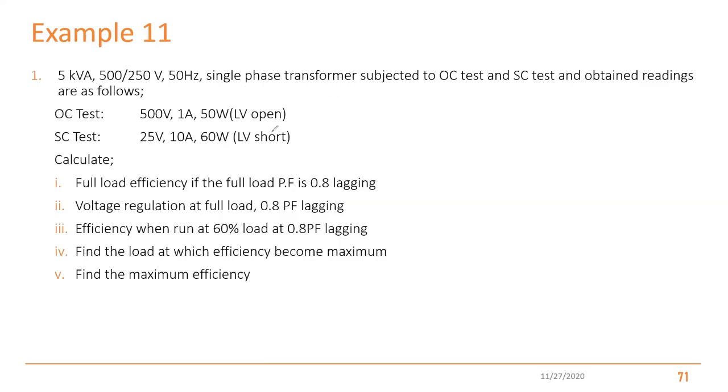So try this example. What you have to do is find the full load efficiency, voltage regulation, efficiency at 60% load, the load at which efficiency becomes maximum, and the maximum efficiency. The other details are not given, therefore using the open circuit test and short circuit test you have to find these parameters.